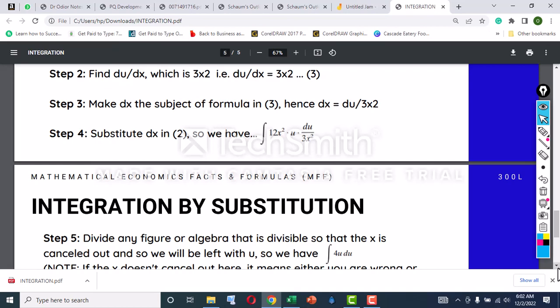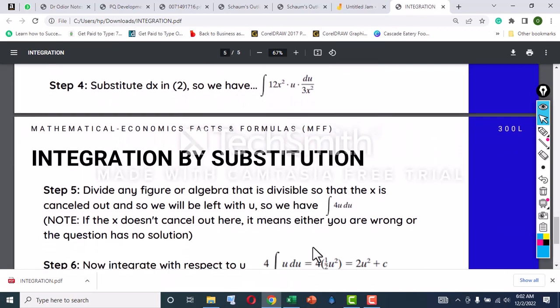So step 5 says divide any figure or algebra that is divisible so that the x is cancelled out, so that we'll be left with u. What we are just trying to say is that anything, this is times, there's no plus in between them. So anything that is divisible, divide them. But note, du is like one particular, what will I call it?